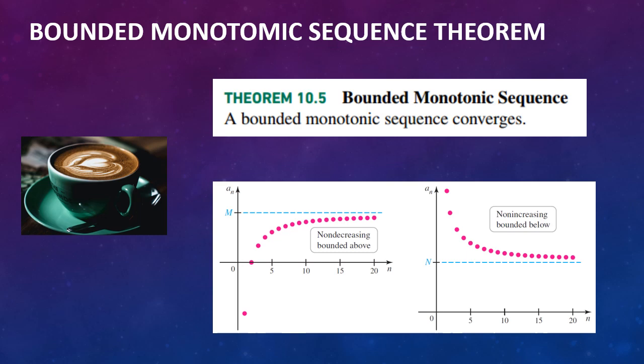All right. And here you can see these two cases of the theorem. In the first case, we see a non-decreasing sequence, all of whose terms are less than m. It must converge to a limit less than or equal to m. Similarly, a non-increasing sequence, all of whose terms are greater than n, must converge to a limit greater than or equal to n.